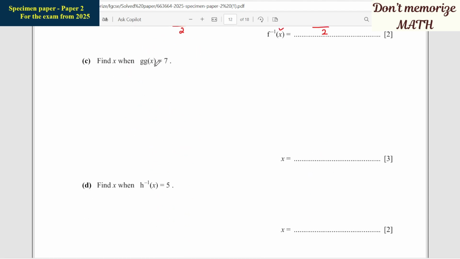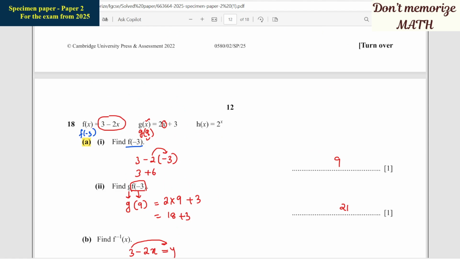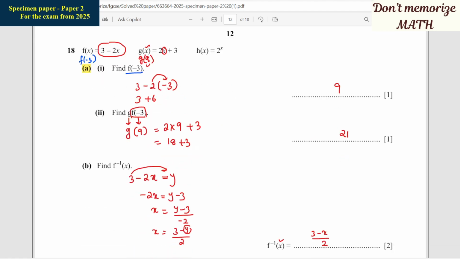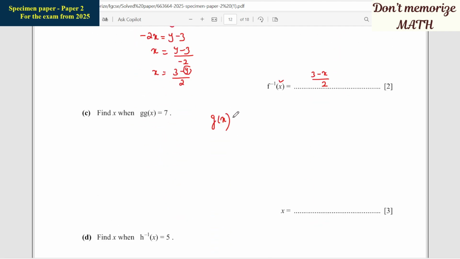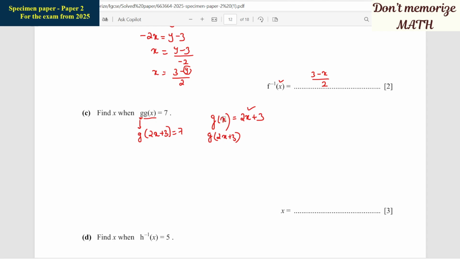Find x when g of x is equal to 7. So I will write what g of x is, because it is difficult to see it again and again. So g of x is equal to 2x plus 3. Write the g the same place, then replace g of x with 2x plus 3. So you will get 2x plus 3 equal to 7. So now we need to find g of 2x plus 3. Just see here, the x became 2x plus 3. So on the right side also we'll replace x by 2x plus 3.